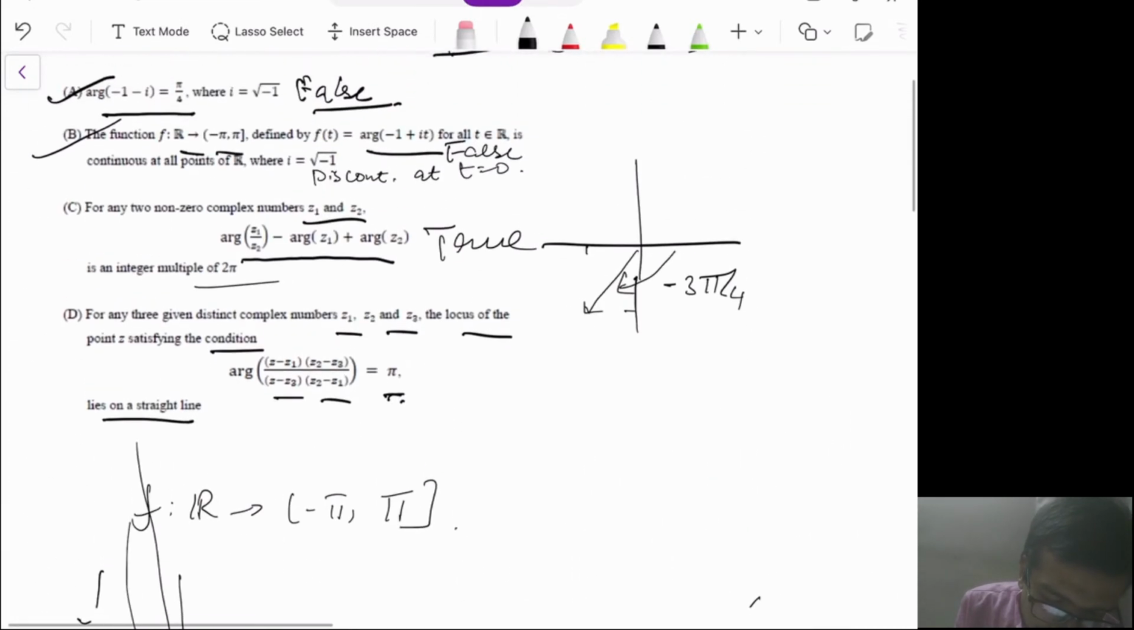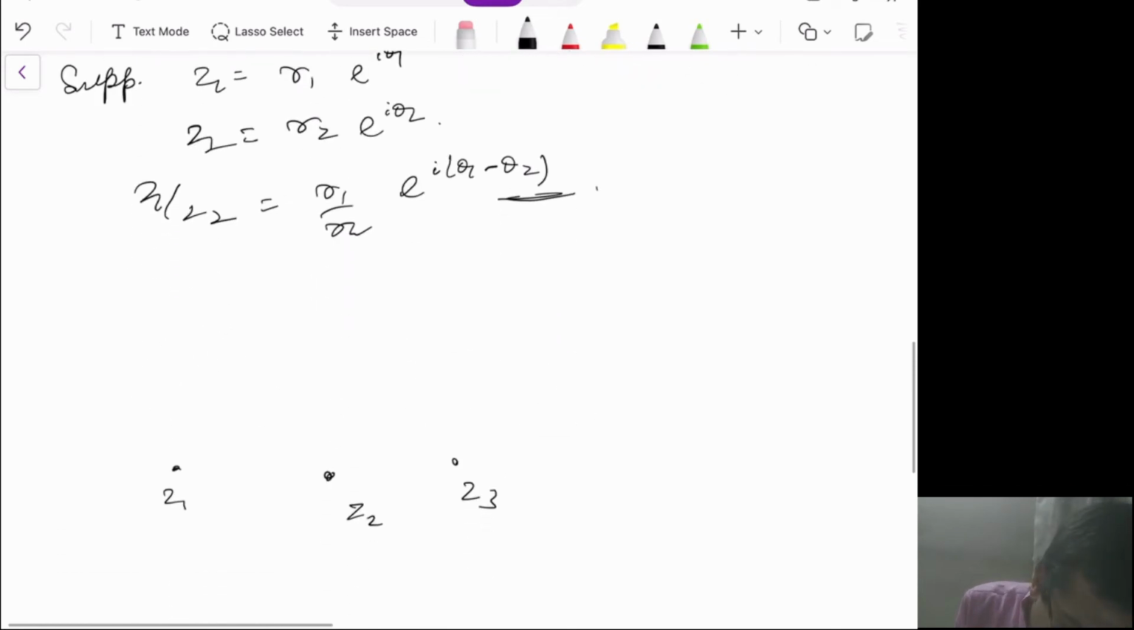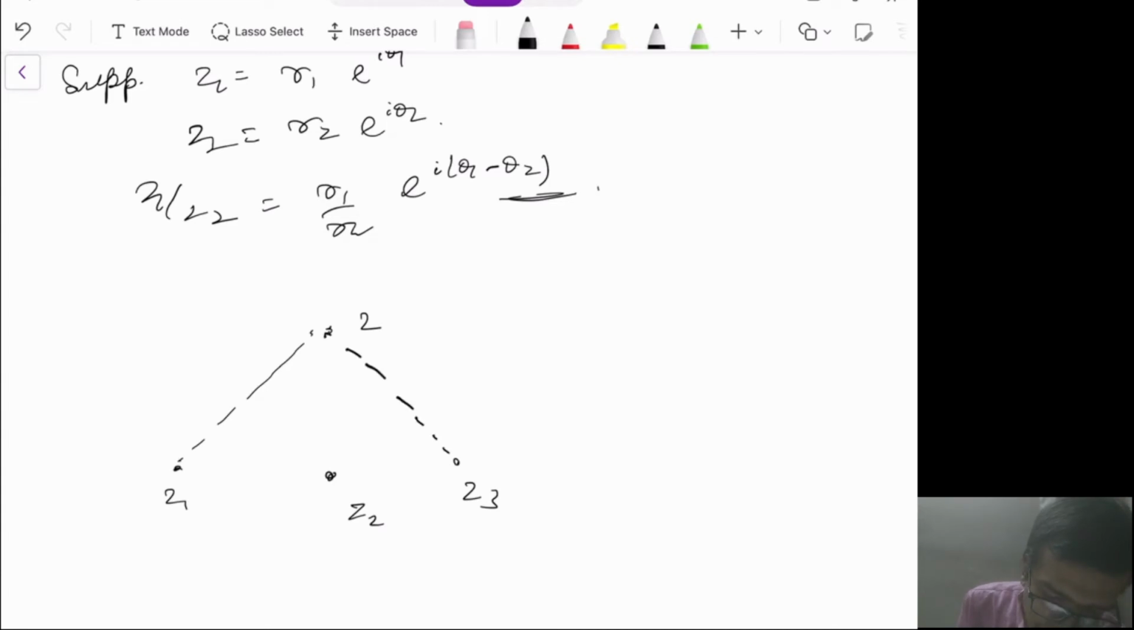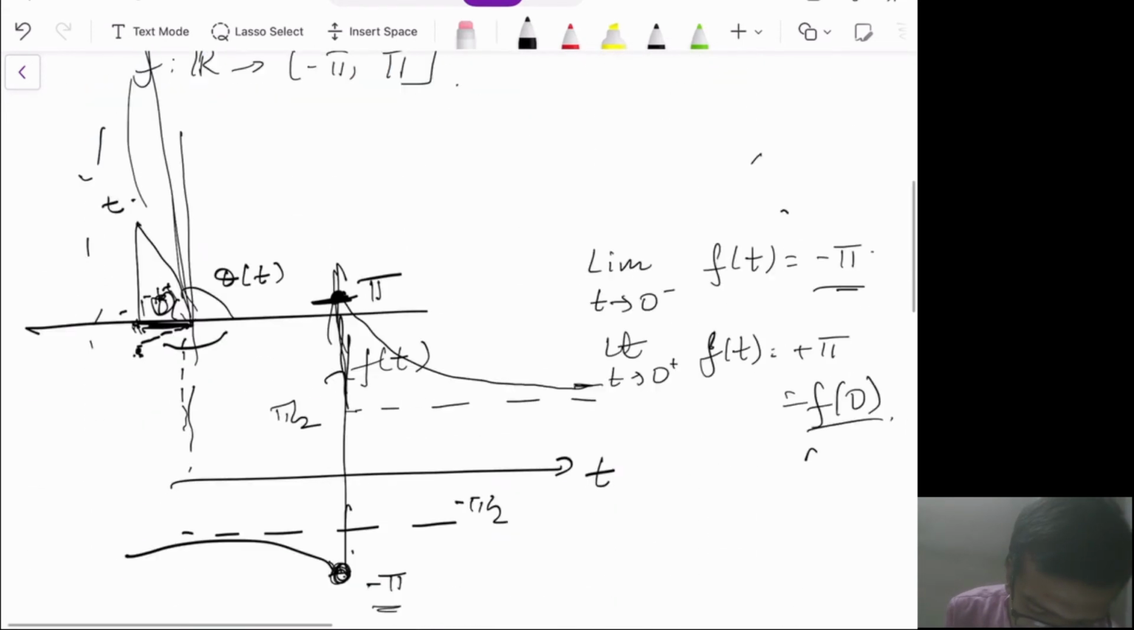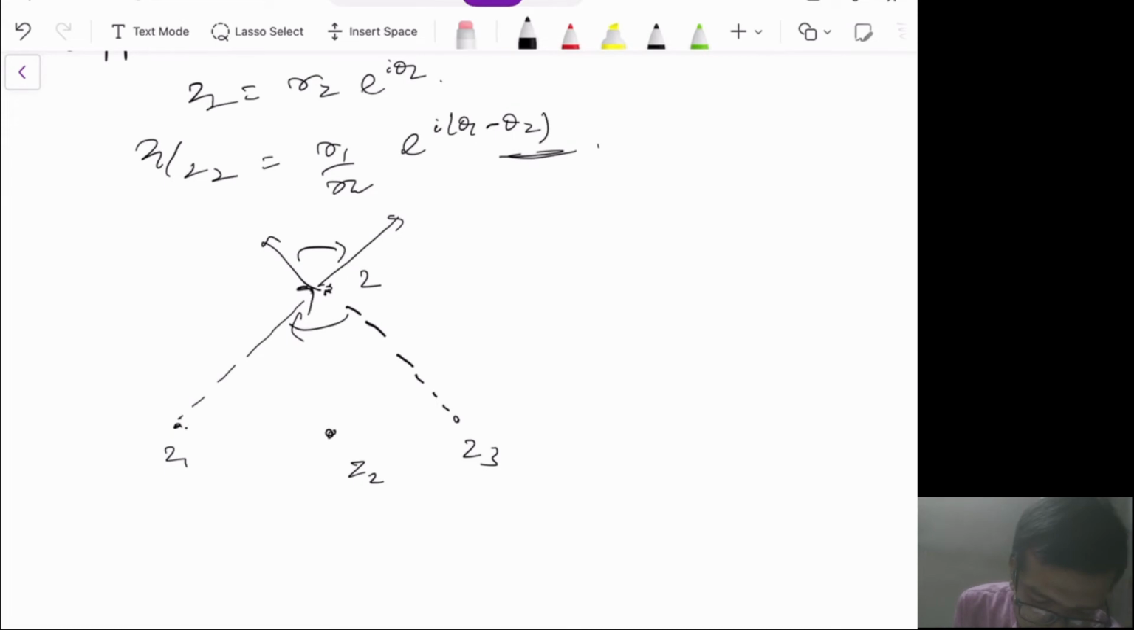Now if you look at (Z minus Z1) by (Z minus Z3), here I have a point Z. The argument of (Z minus Z1) by (Z minus Z3) is going to be the angle which the Z minus Z1 vector is making with respect to the Z minus Z3 vector. So here this angle, and then I have times (Z2 minus Z3) by (Z2 minus Z1). So it's the angle which Z2 minus Z1 is making with respect to Z2 minus Z3, right?